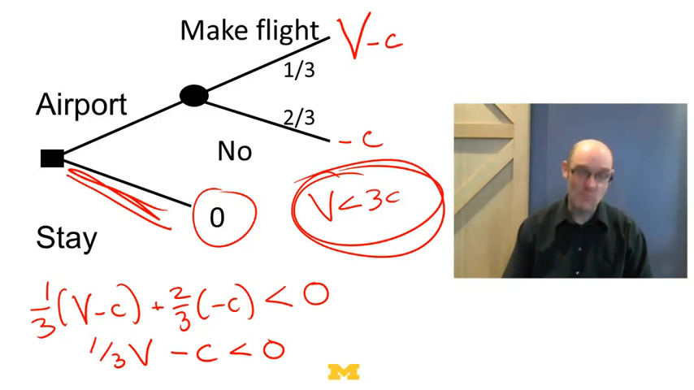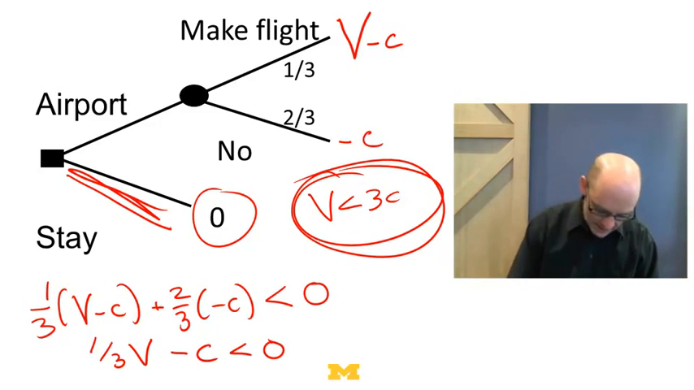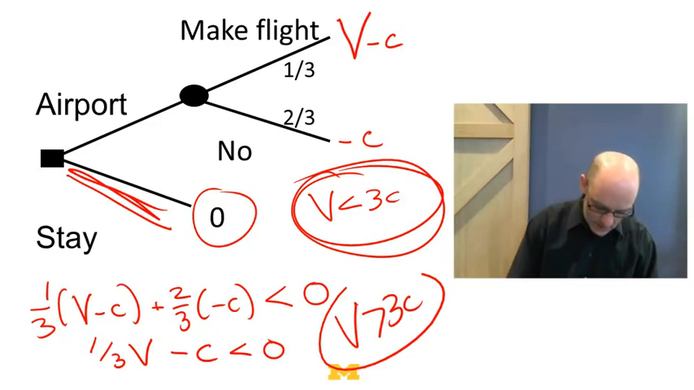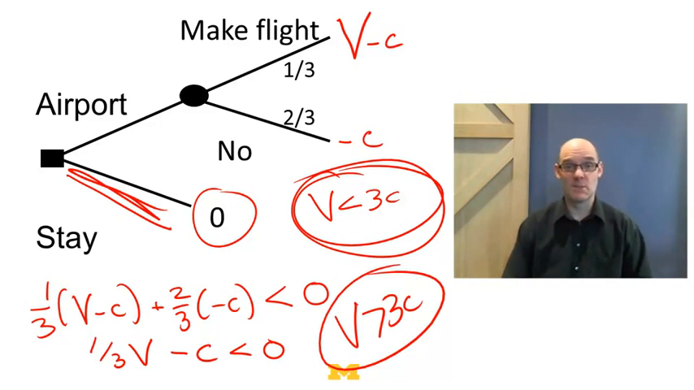Now, if you did go to the airport and try to fly standby, that's saying the opposite. That's saying that V is bigger than 3C. And it's saying that you really did want to see your parents, which is a great thing. So I'm sure your parents would love to see you.